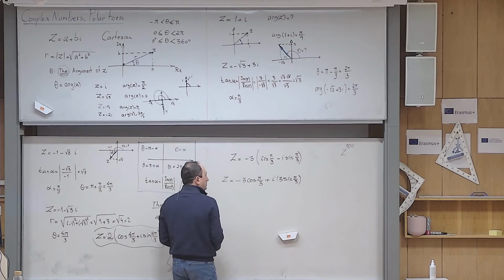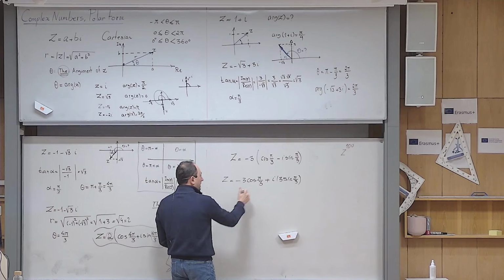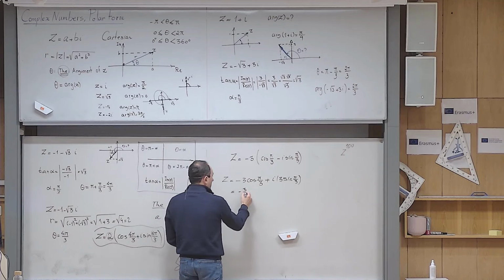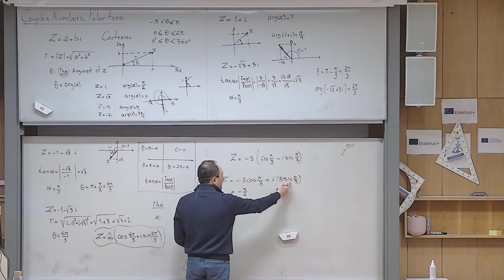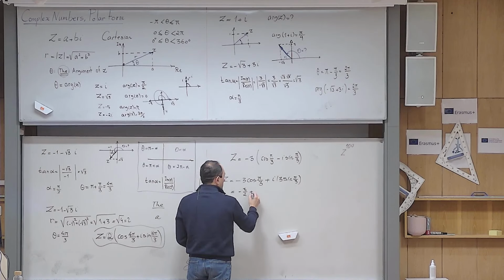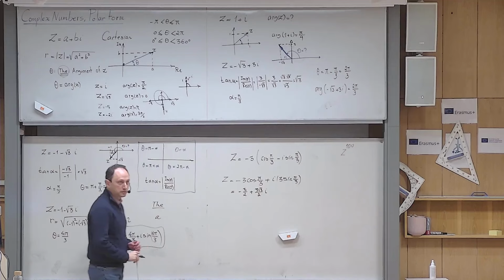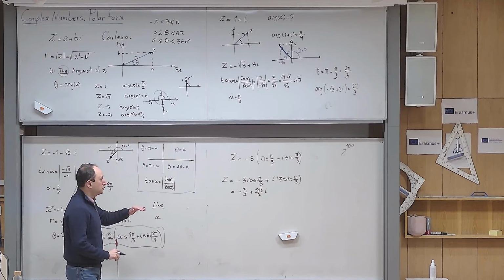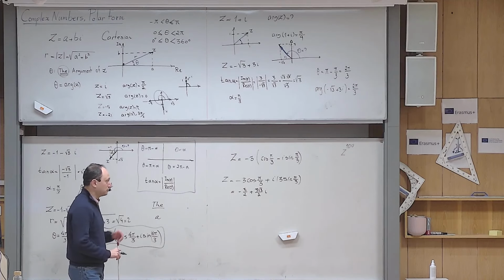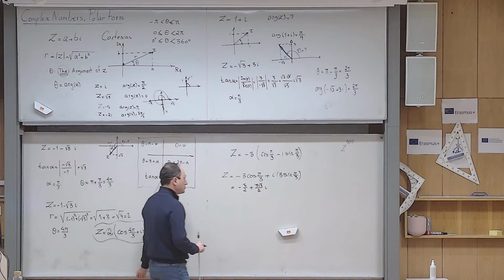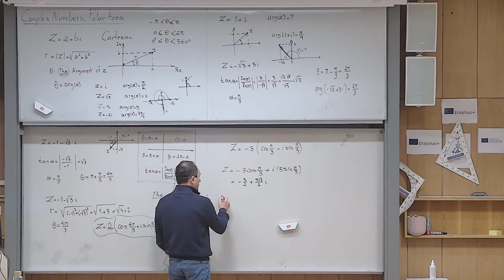But cosine pi over 3, I have it in my memory, it's 1/2, so it becomes -3/2. And then sine pi over 3 is square root of 3 over 2, so it becomes plus 3 square root of 3 over 2 i. This is your complex number in a standard form. And then if you insist, you can switch back to the polar form, to the real polar form, yes? How should I do that? I need to calculate the absolute value.